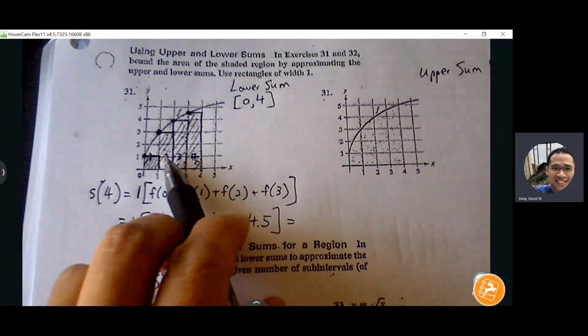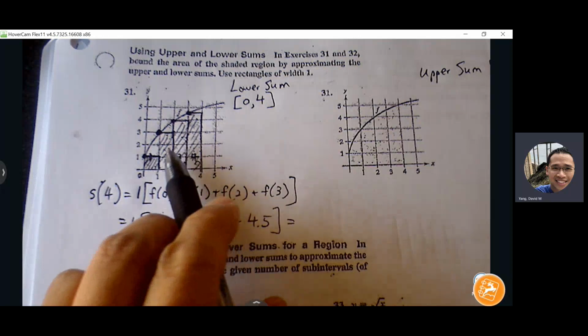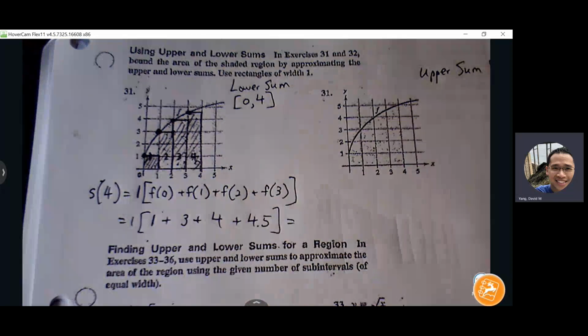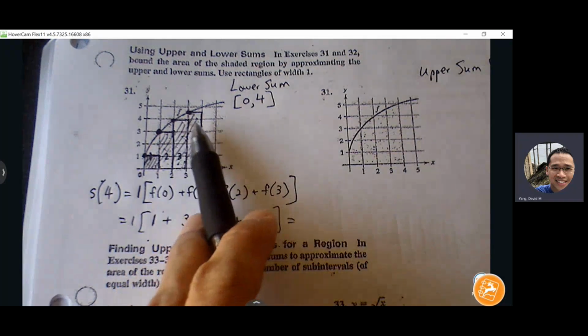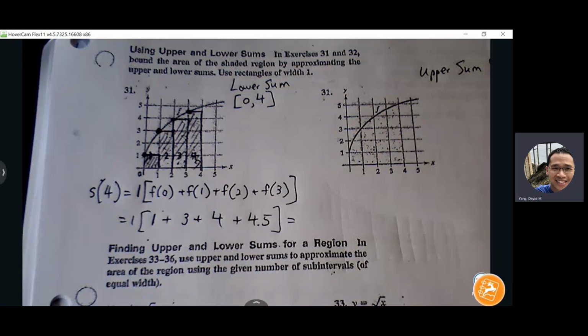Is every rectangle safely sitting below the curve? Yes, that's a good sign, right? That means we drew the rectangles correctly. If there's a gap, the gap should be sitting between the curve and the rectangle. None of the rectangles should peak above the curve.